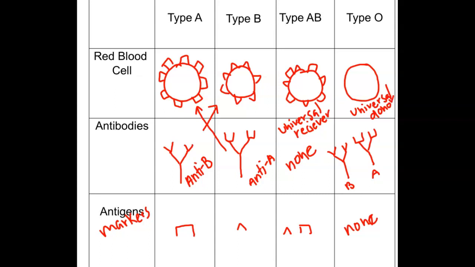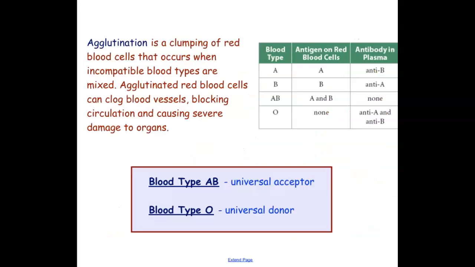So speaking of the next slide, let's go to it. If you come into contact with blood that is not your own, the process that happens is called agglutination. So basically it's kind of like clotting of the blood, where it clumps up.